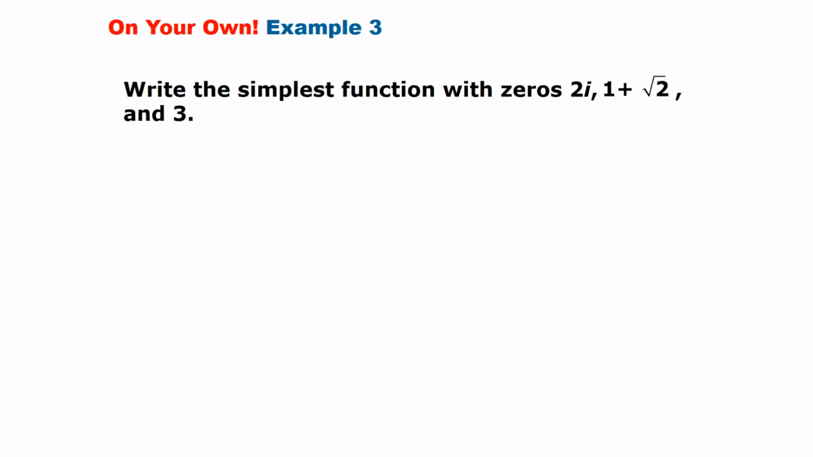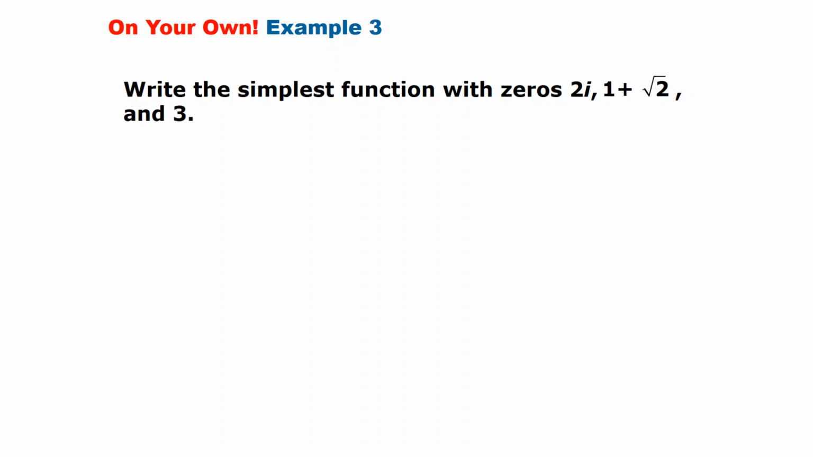Okay, here's one for you to try on your own. Write the simplest function with zeros of 2i, 1 plus square root of 2, and 3. All right, so I want you to go really, really slow and be really careful with this because it's so easy to make mistakes. So go ahead and turn your video off and give it a try. And then when you're ready or you think you've gone as far as you can, turn your video back on and we'll do it together.